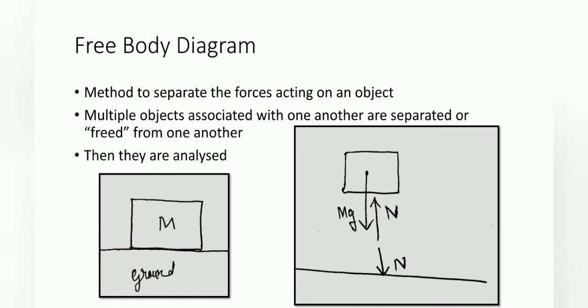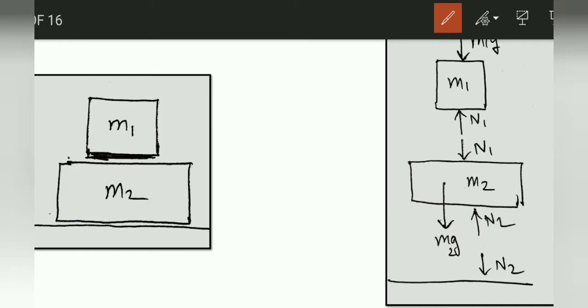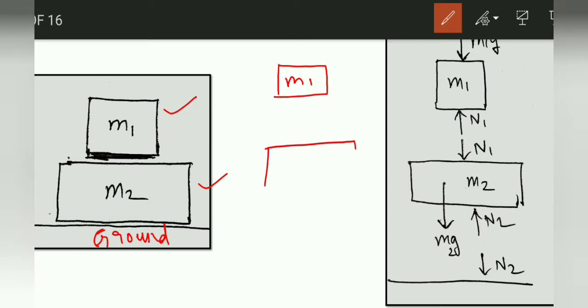Okay, let's move forward. Now let us increase the complexity slowly. We have two objects. One is mass m1, the other is mass m2, and they are situated on the ground. Now, our first job is to separate them. See, this is m1, this is m2, and the ground. They are not actually separated, but we are mentally separating them, as we have discussed earlier.